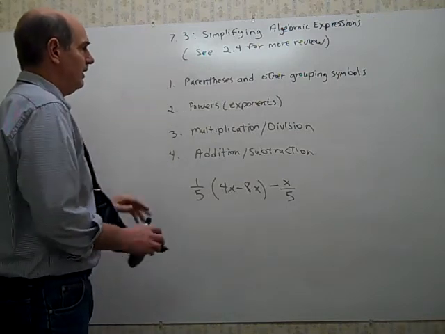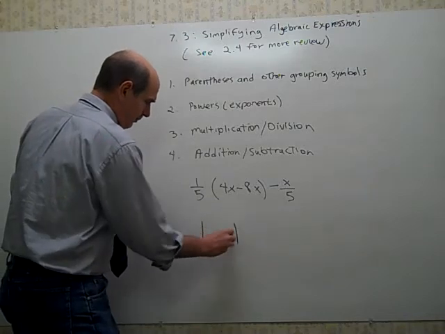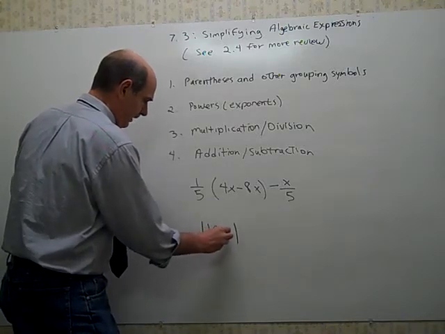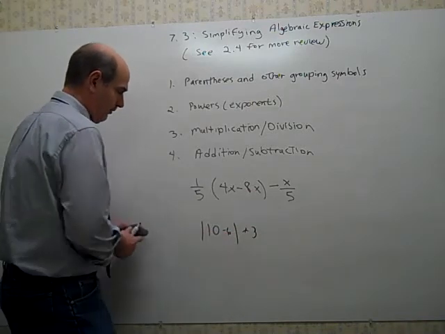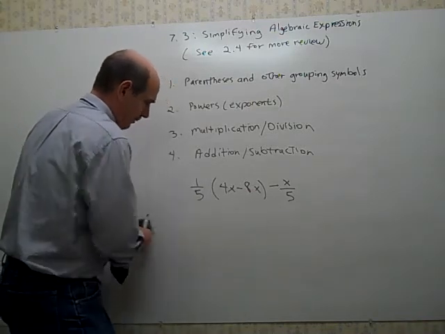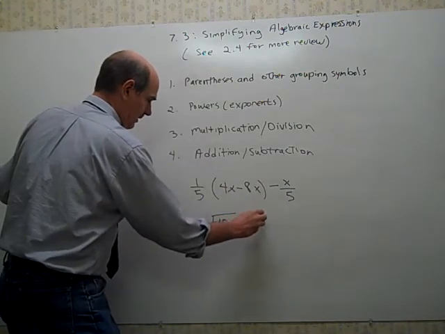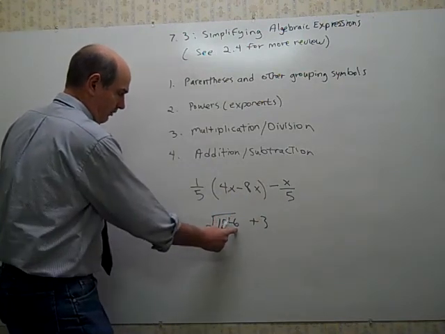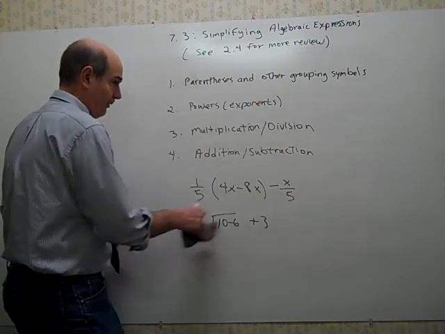Just a little more detail about other grouping symbols. You might have an absolute value symbol that puts something like 10 minus 6 together, plus 3, and you would work inside these brackets first. Or maybe it's a square root symbol over 10 minus 6, plus 3. And you do things under the radical, or the square root symbol, before you add 3.